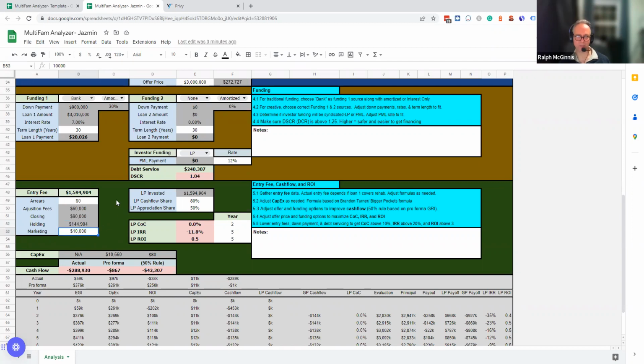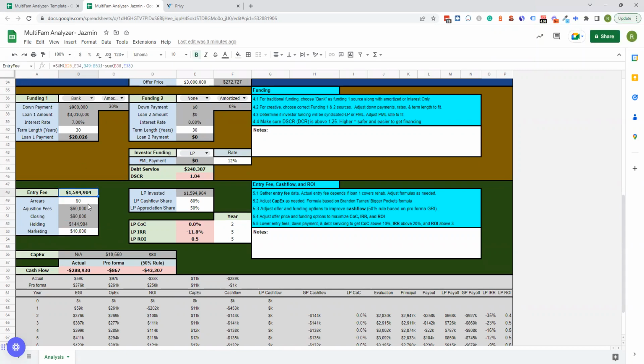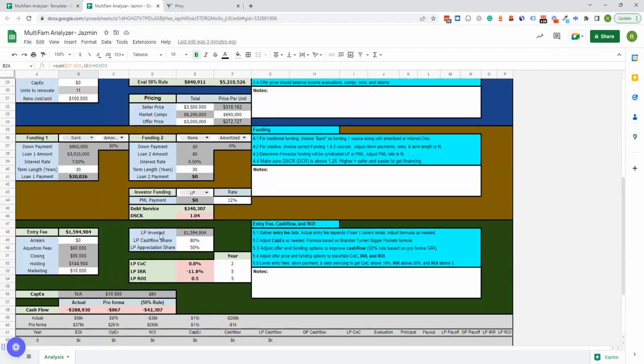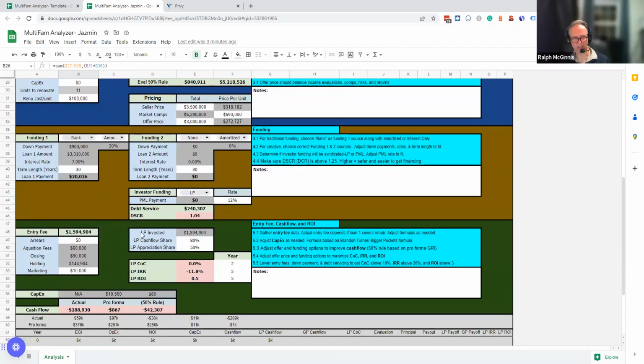And then your marketing expense to get the thing filled after you renovate it. So you're looking at, in this case, 1.6 mil as your entry fee, and that's primarily because of your 1.3 mil rehab costs. And then once you have the entry fee, now you can go after that money, which might be LP, like this I have marked as LP. It might be a private money partner, which is kind of the same as an LP. Not exactly, it's different legally, but when it comes to numbers, it's kind of similar.